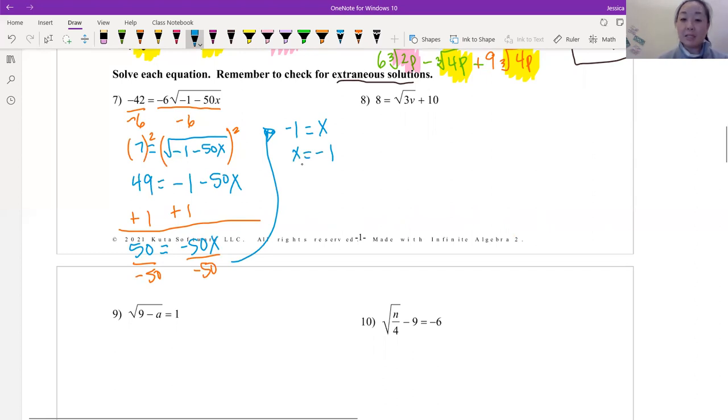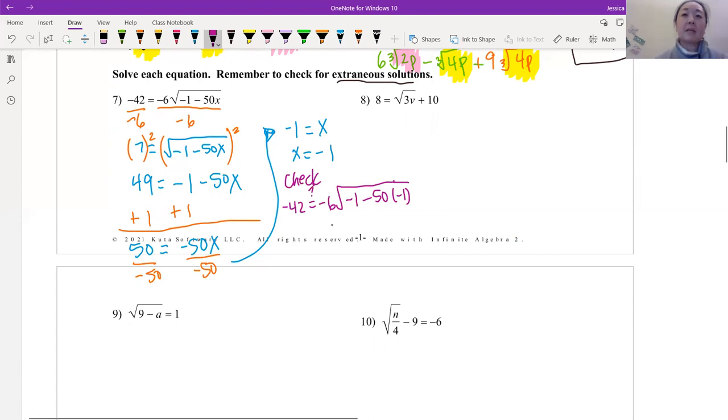Now, I'm not going to box it yet because I don't know if it's an answer. So we've got to check it. I'm going to put my check right here in red. Plug this -1 back into the original equation. We got -42 is equal to -6 square root, and we don't know, so put the question mark above there, of -1 minus 50 times -1. We're going to leave the -42 alone and simplify everything on the right-hand side, or whatever side you're simplifying.